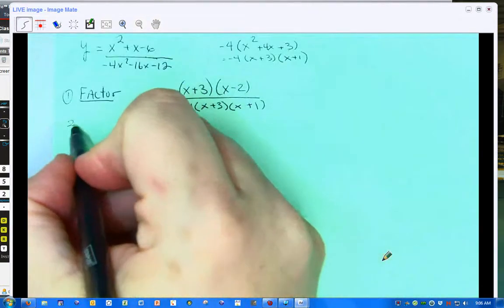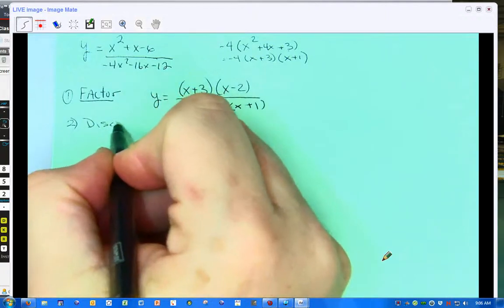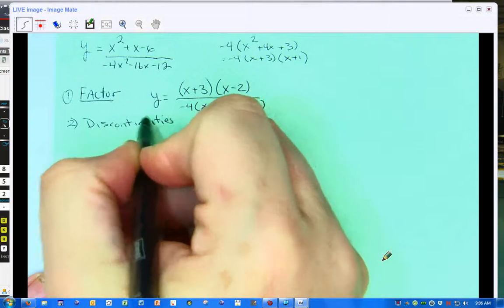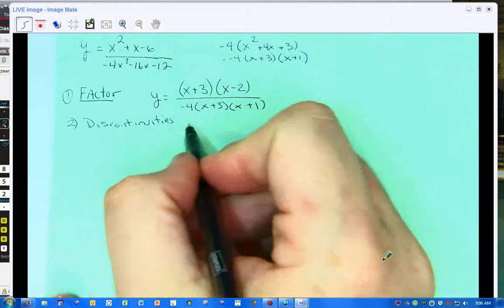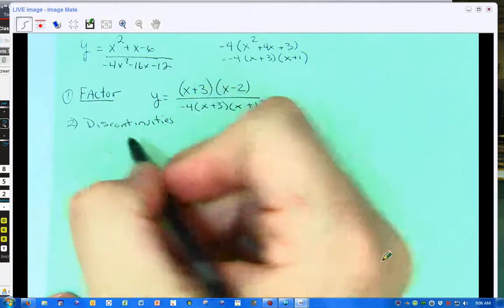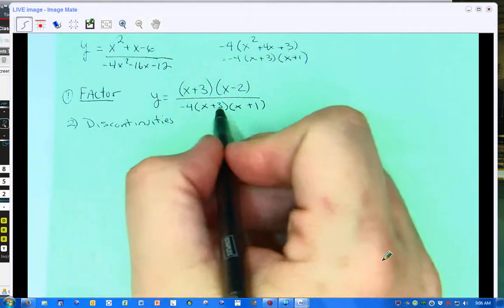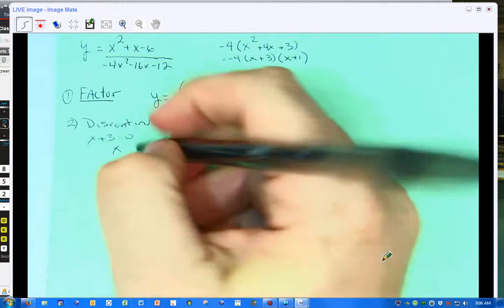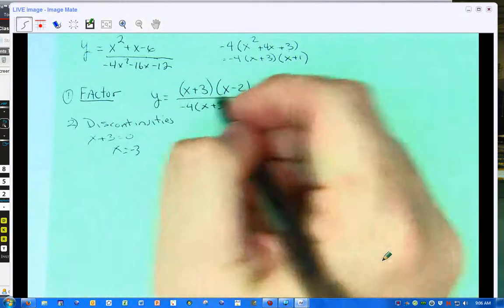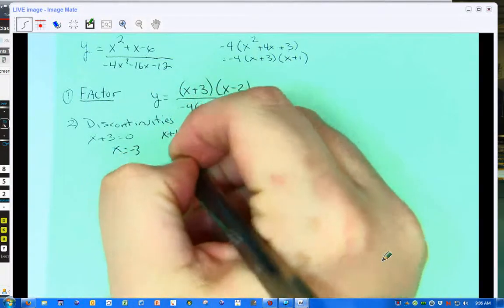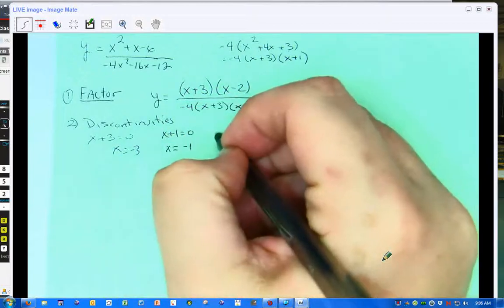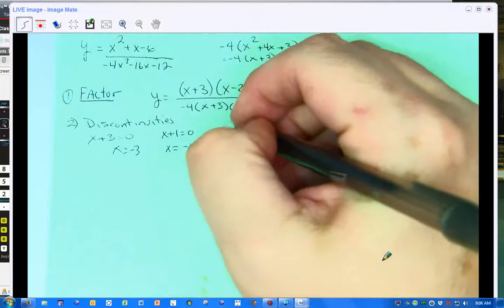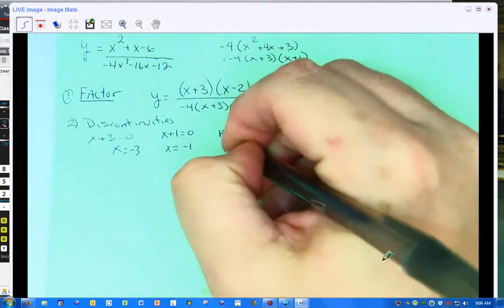Now I've got my discontinuities. I hope I spelled that right. That's an N right there. Alright, now I look at the denominator. What number makes this 0? x plus 3 equals 0, x equals negative 3. Then I have x plus 1 equals 0, x equals negative 1. Now, the question is: hole or vertical asymptote?